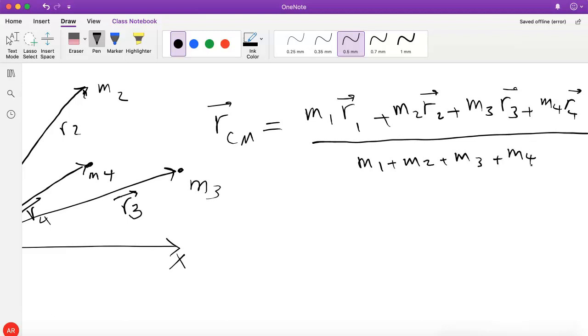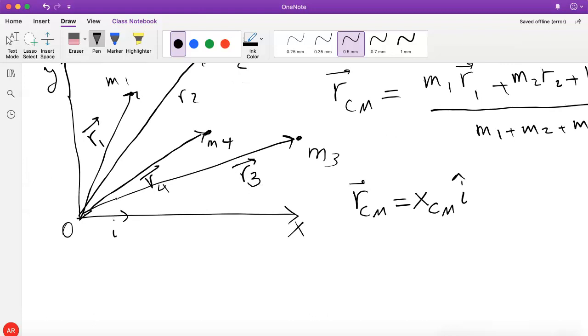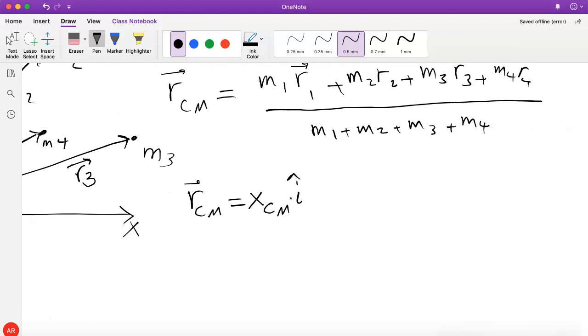So the center of mass is a point whose position is given by the weighted average of the positions of all particles in my system. And the weight of each vector, the weight of R1, is the ratio of the mass at point R1 to the total mass. So that's how it's defined. And if you think about coordinates, R_cm in two dimensions has an x_cm times the unit vector i in the x direction, plus, let's also consider a unit vector j in the y direction, y_cm times j in the y direction.